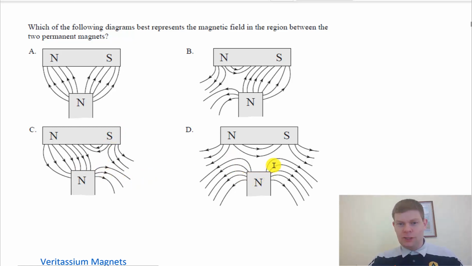We should be having field lines going north to south, though the north to north looks fine. You've got no field lines going between them. So the just right one is B. You've got magnetic field lines going from a north pole to a south pole, but they kind of bend from north to north, just like we saw with electrostatics with repulsion, if we had a negative and a negative or a positive and a positive.